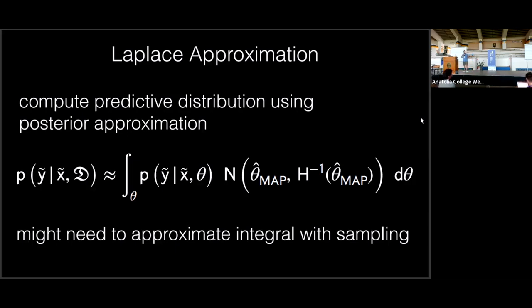Note for something like neural networks, even this integral is still hard to compute, but how you get around it is you just sample from this normal approximation, and then you use a sampling-based approximation of this integral. But very simple to do. You can take a pre-trained model off the internet, compute this Hessian matrix, and now you have a Bayesian solution, basically, without extra training.